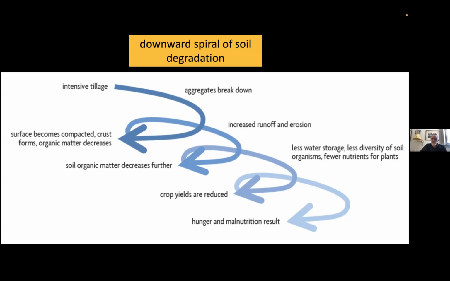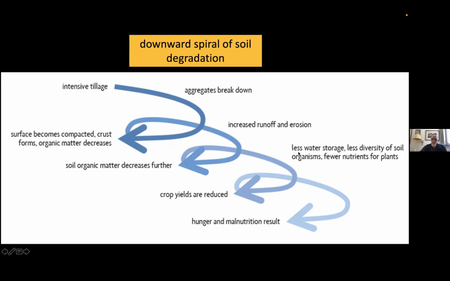Some soils are easy to degrade, others are more difficult to degrade. But one of the scourges around the world is a downward spiral of soil degradation, where intensive tillage, that is plowing the soil, breaking up the aggregates with the plow and harrows, causes soil surfaces to become compact and a crust forms that seals the surface, causes increased runoff. You get more organic matter decreased because it's taking erosion as the water's running off, and it's taking the best part of the soil, the most rich in organic matter, and it just keeps going.